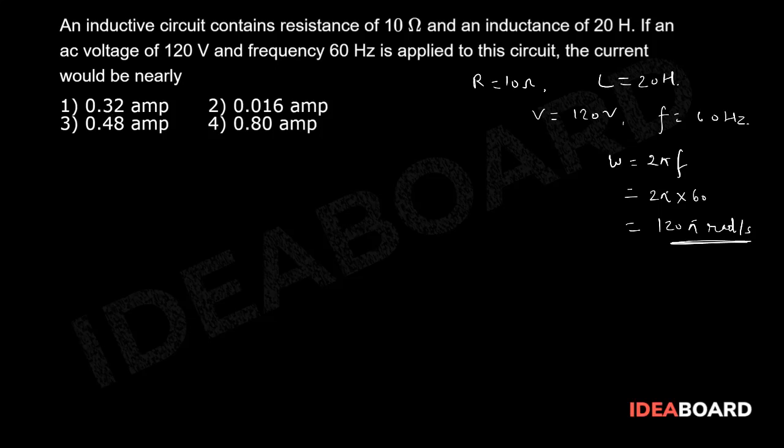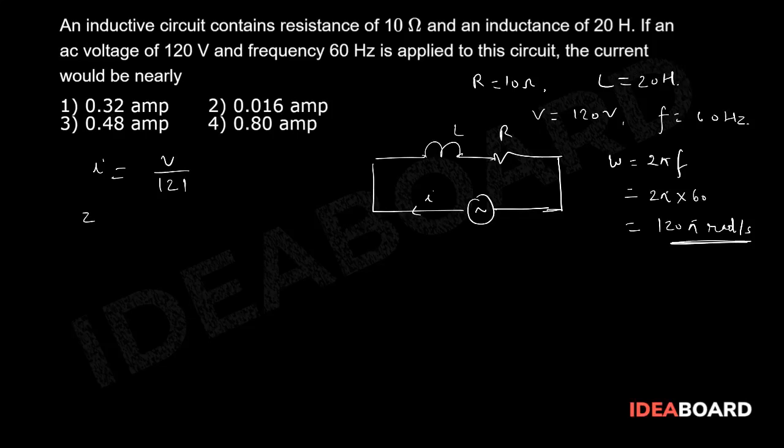Now let me draw the diagram. So the circuit diagram will be like this, and there is a supply of 120 volts, okay, like this. So of course in this, current will flow. So we know that current is going to be V upon mod Z, where Z is impedance, right? So we know that Z is going to be under root of R square plus XL square. So first of all, we need to calculate XL.